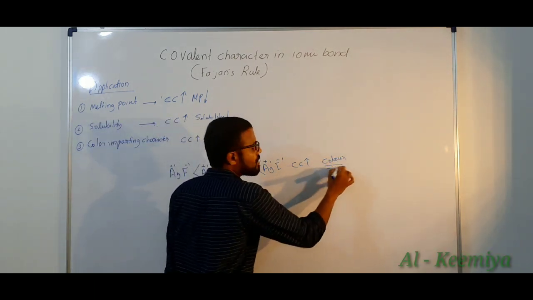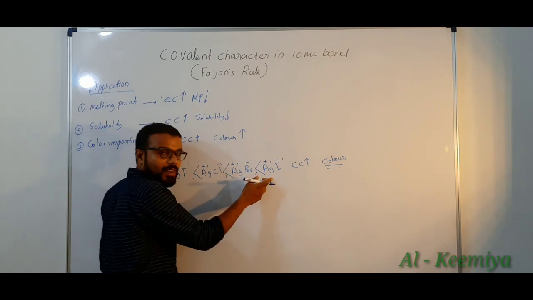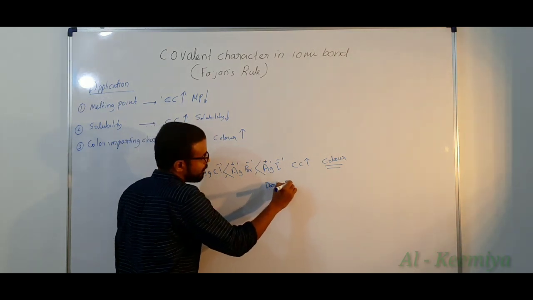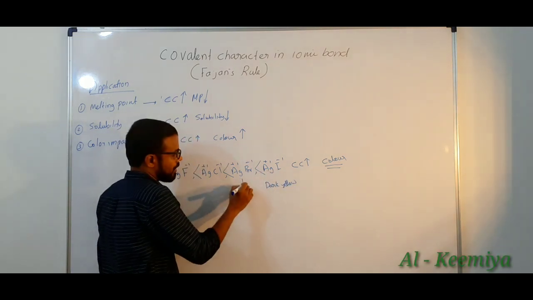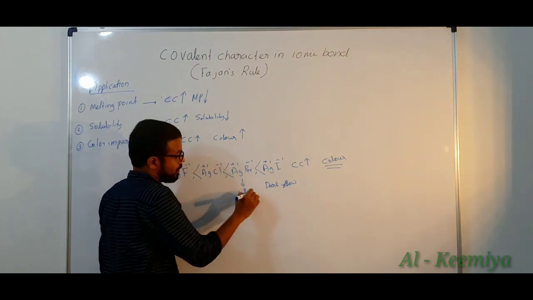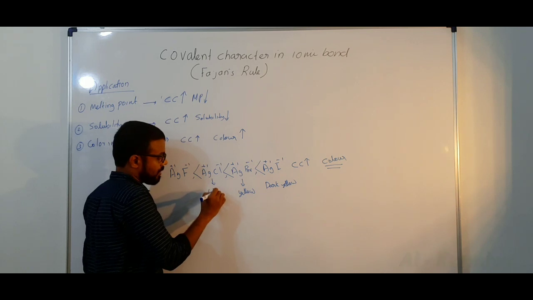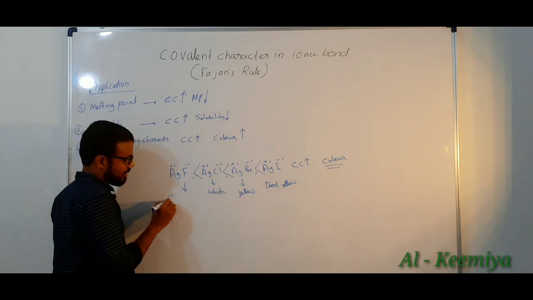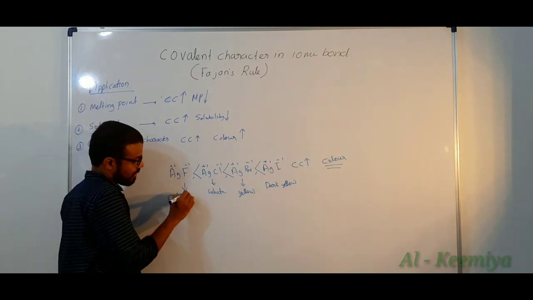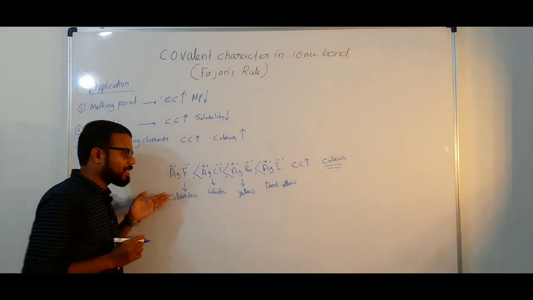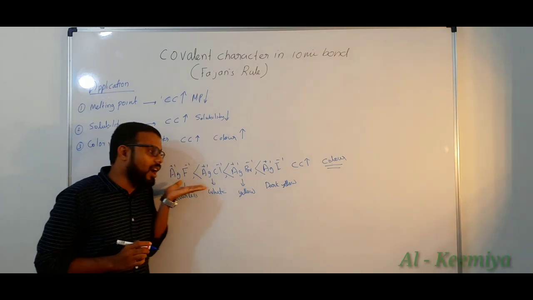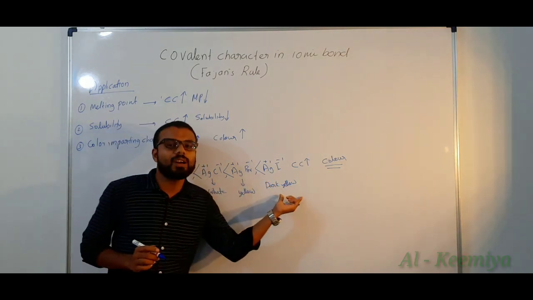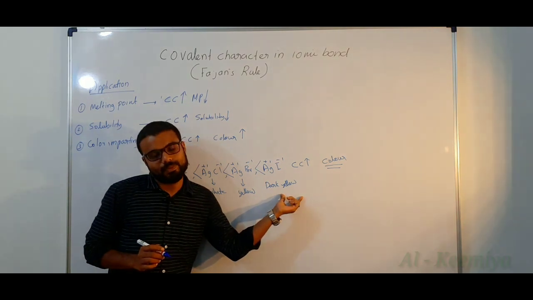We know that this one is dark yellow, this one is yellow, this one is white, and this one is colorless. That means higher the covalent character, higher the color imparting character. From colorless, it is coming to dark yellow.